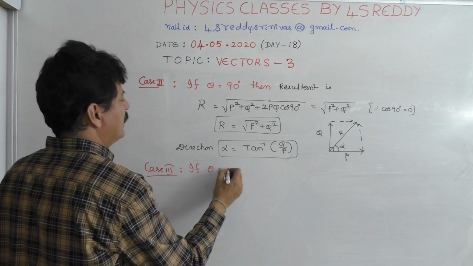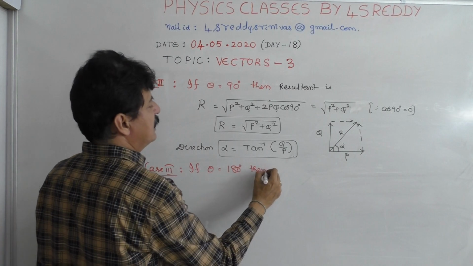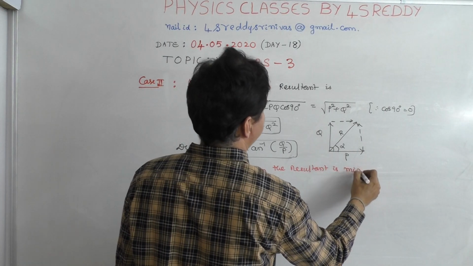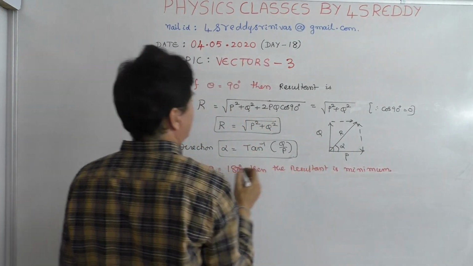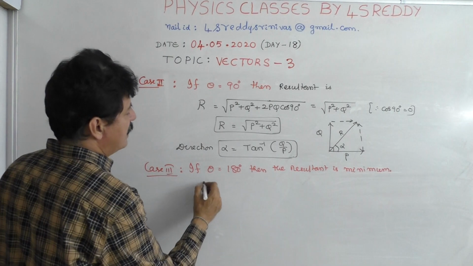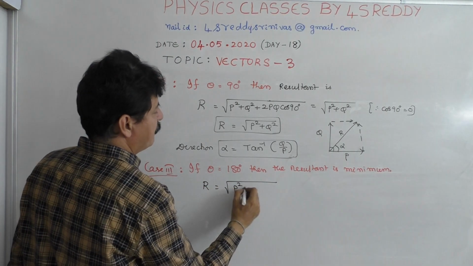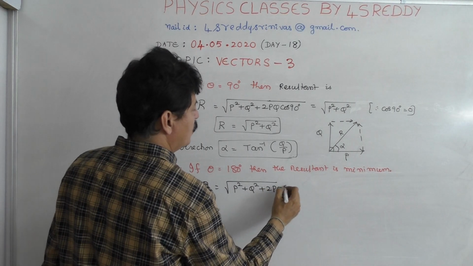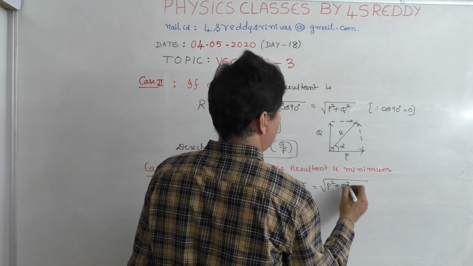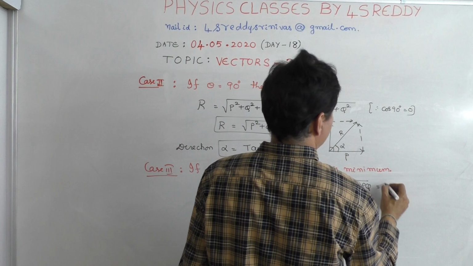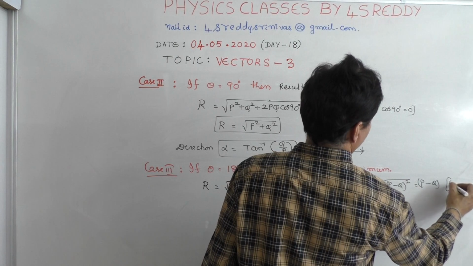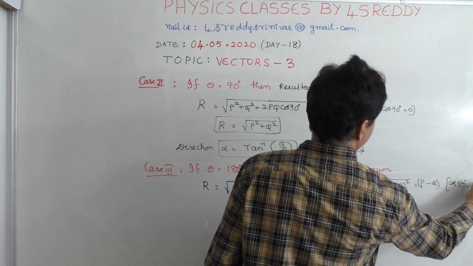And case 3, if theta is 180 degrees, then the resultant is minimum. That means if the two vectors are opposite in direction, here R can be written as root of P square plus Q square plus 2PQ cos 180 degrees. Root over P square plus Q square minus 2PQ. That implies root of P minus Q whole square. That is P minus Q.